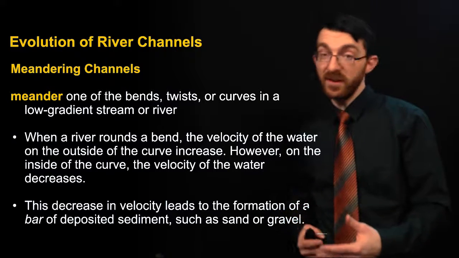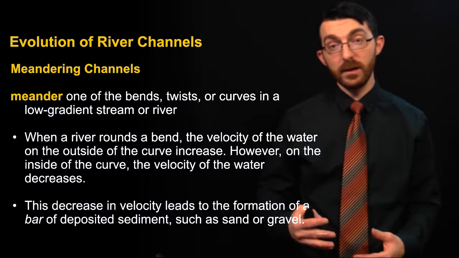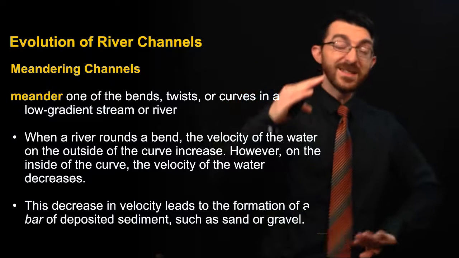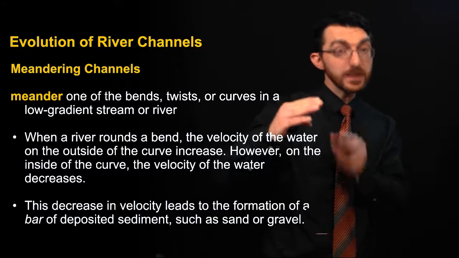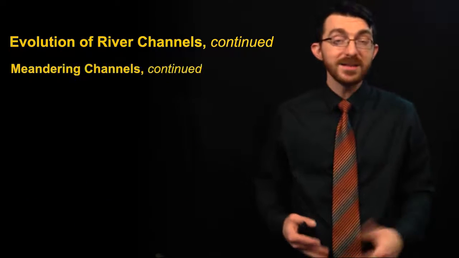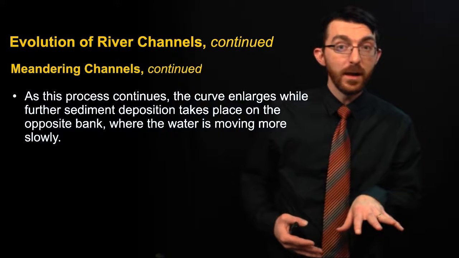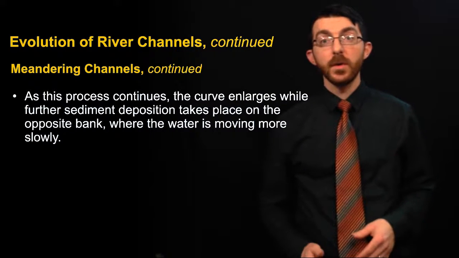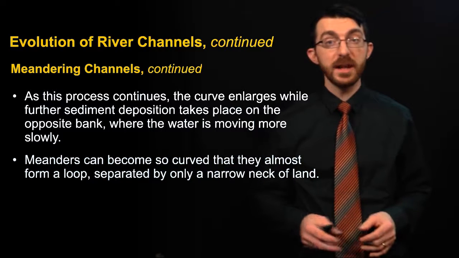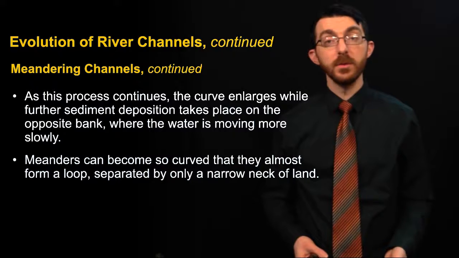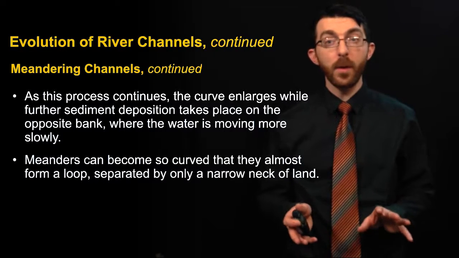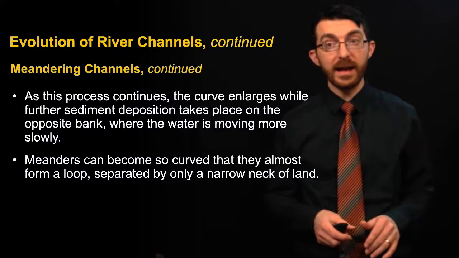Remember, water needs to be moving faster to keep a suspended or bed load. So when water is speeding up around a curve but slowing down around the inside, that slower moving water isn't able to keep as much sand and silt suspended anymore, and so it ends up being deposited in what's called a bar. As this process continues, the curve enlarges while further sediment deposition takes place on the opposite bank where the water is moving more slowly. Meanders can become so curved that they almost form a loop separated by only a narrow neck of land.